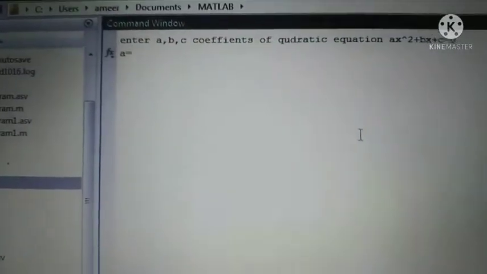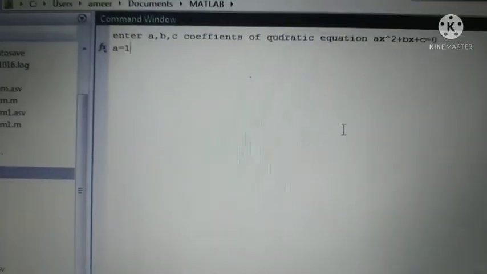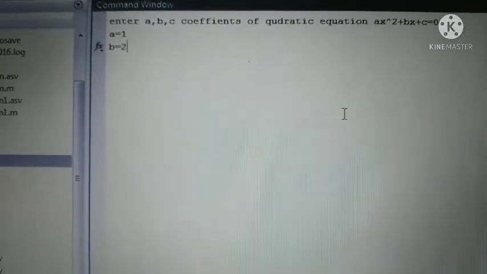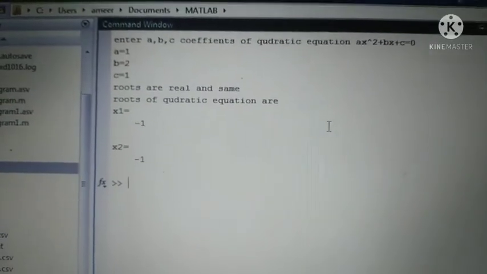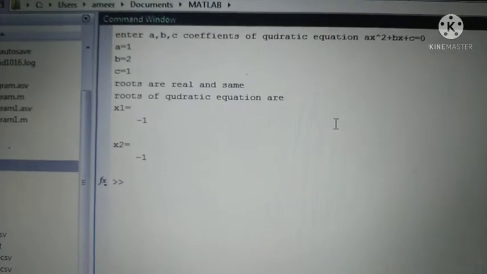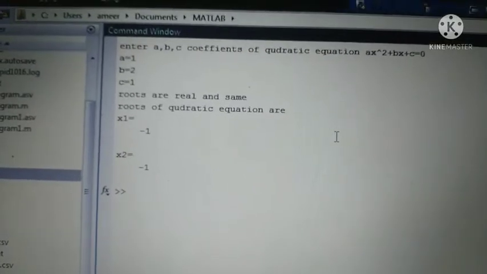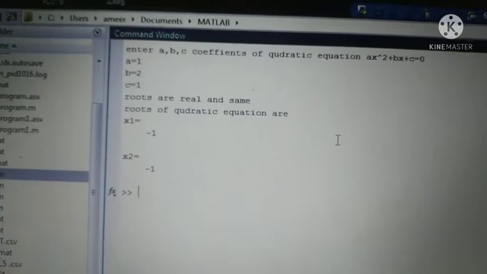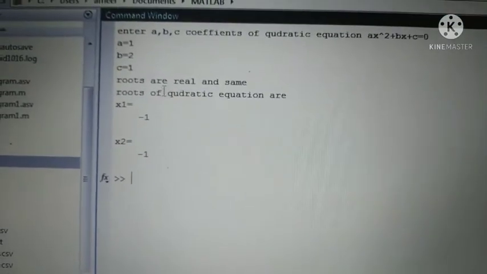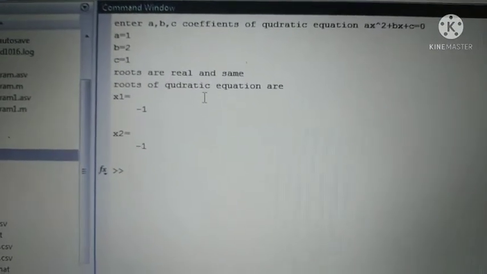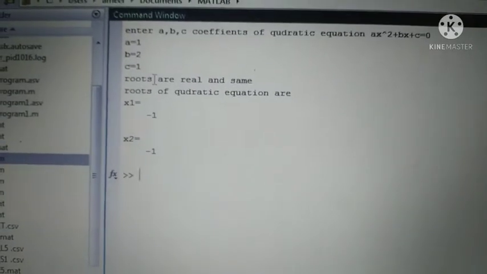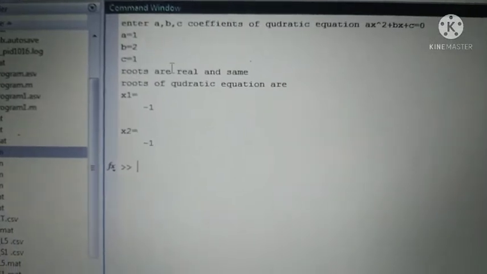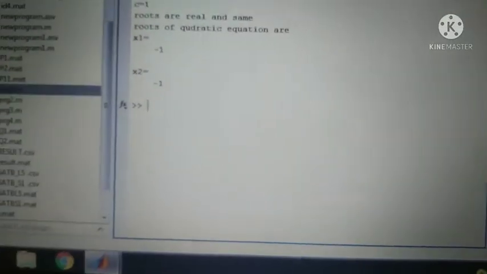Now here it is asking to enter ABC coefficients of a quadratic equation. I'll give the value A is equal to 1, B is equal to 2 and C is equal to 1. So B square minus 4AC, that is 4 minus 4 into 1 into 1, so that is 4 minus 4, 0. So we'll get delta is equal to 0. So the roots are real and same. The roots of the quadratic equation are minus 1 and minus 1, so the roots are real and same. Now we'll go for the next one.